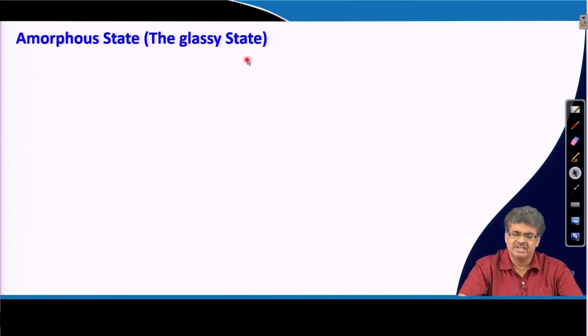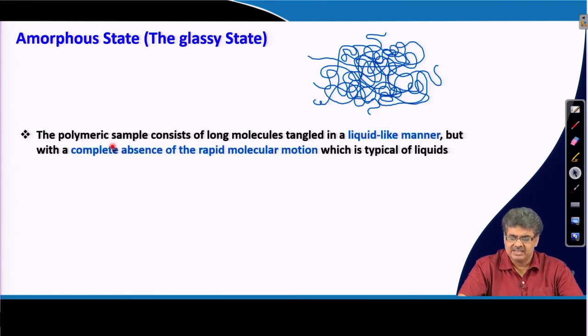We continue our discussion on the amorphous state or glassy state, and in this case the polymer sample consists of long chain polymer molecules entangled with each other in a liquid-like manner. There is no order, no long range order in this case, but with a complete absence of rapid molecular motion, which is typical of a liquid. In a liquid, we know the molecules are always moving, with a particular velocity associated with those molecules. But in a polymer glass or amorphous glass, there is no long range ordering like a typical liquid, and there is no rapid molecular motion.